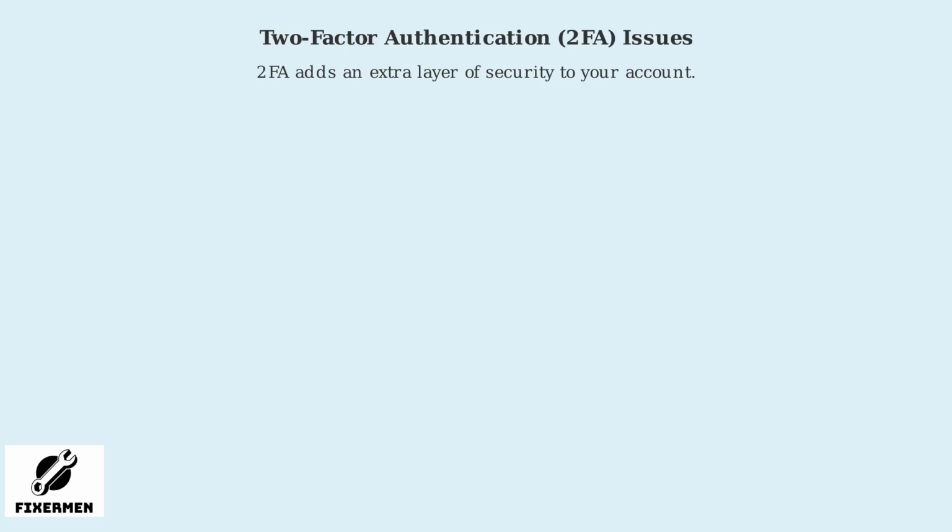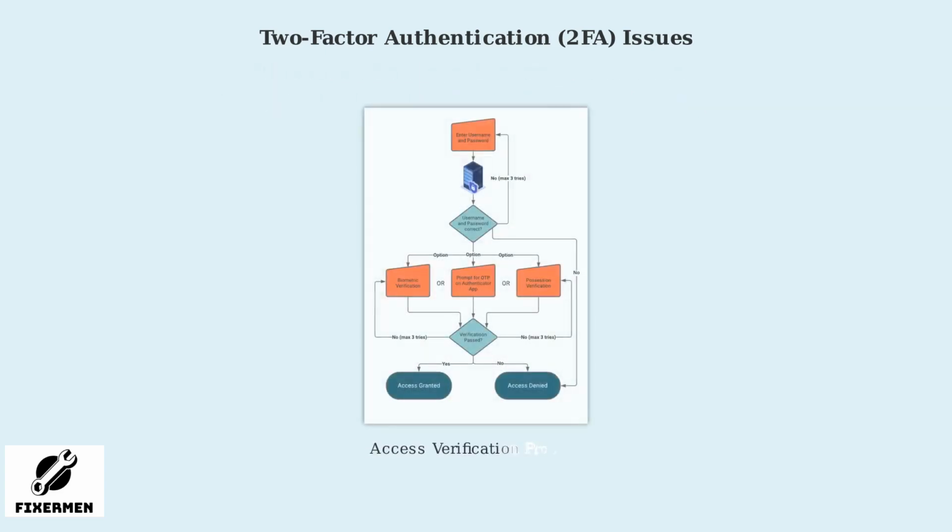Two-factor authentication, or 2FA, is a crucial security feature that adds an extra layer of protection to your Robinhood account. Instead of relying only on your password, 2FA requires two different forms of verification before allowing access to your account. The authentication process typically starts with entering your username and password. If correct, the system then requires additional verification through methods like biometric scanning, an authenticator app code, or SMS verification. Only after successful second verification is access granted.